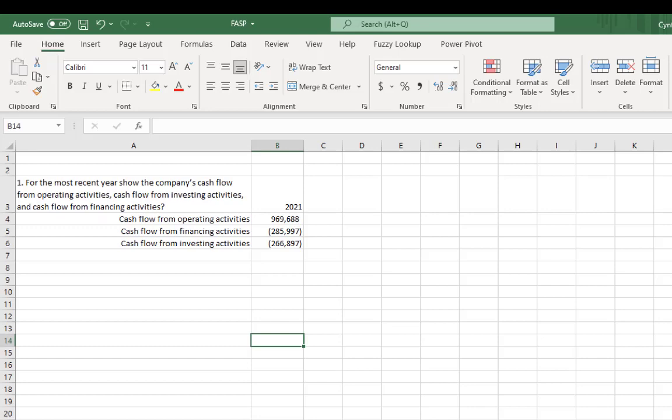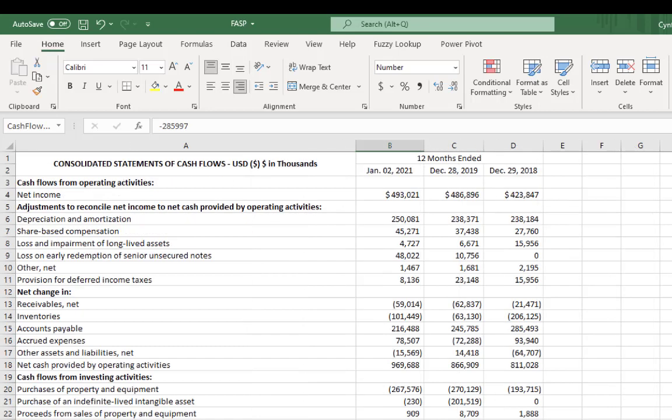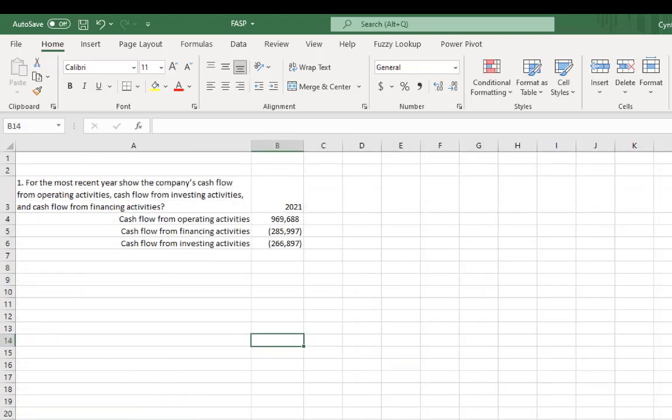$969,688. But remember, this is probably in thousands. I can go back to my statement of cash flows, and it says up here in thousands. So we'd actually have 3 zeros behind that. So really 969 million. And then cash flows from financing.